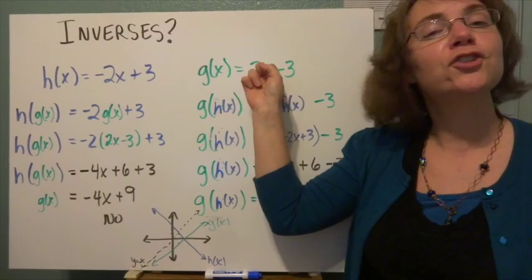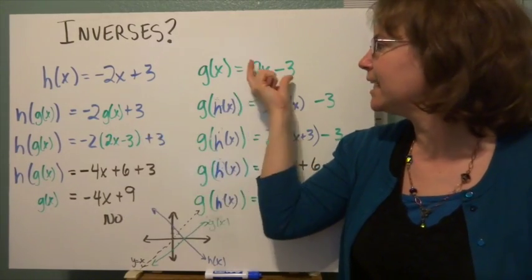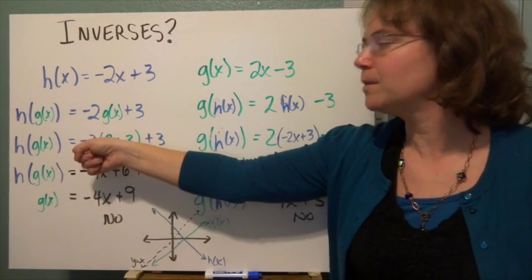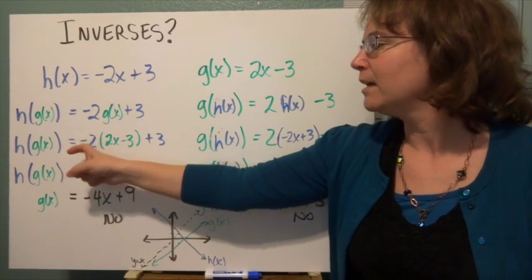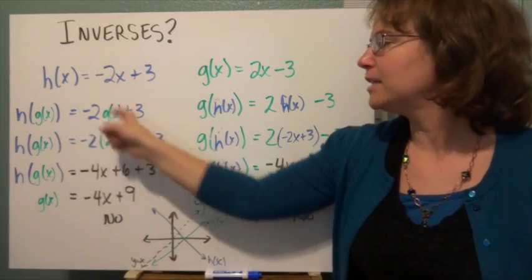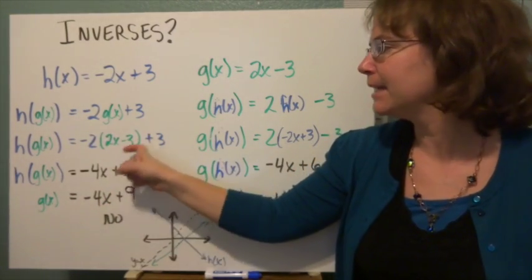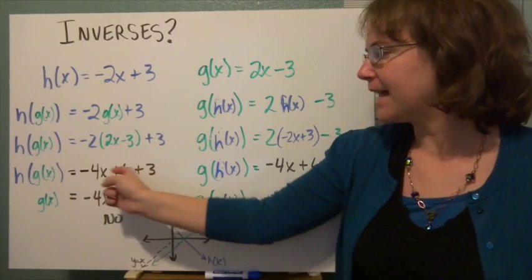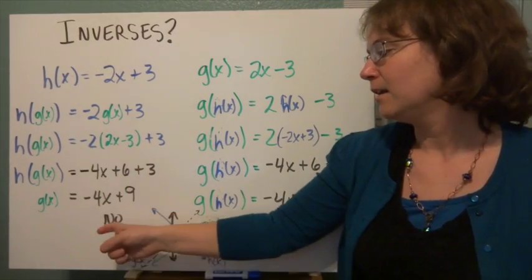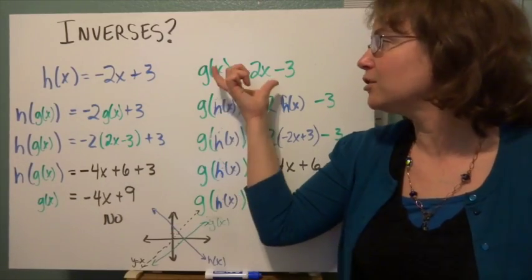g of x is equal to 2x minus 3, so I'm going to put that in for g of x. I put it in parentheses because I'm going to be distributing the negative 2. Negative 2 times 2x is negative 4x. Negative 2 times negative 3 is plus 6, plus 3. Adding like terms, I have negative 4x plus 9. No, they're not inverses.